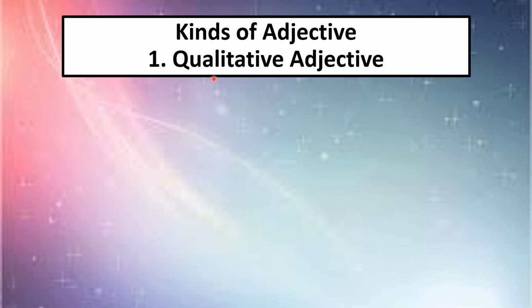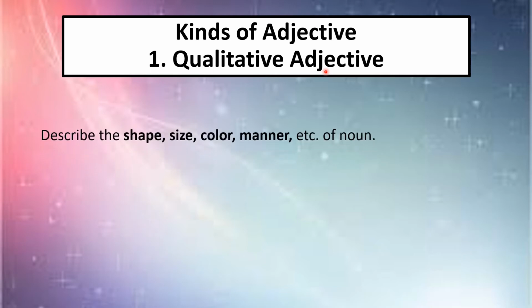Here is the first kind of adjective, which is known as qualitative adjective. The qualitative adjectives describe the shape, size, color, and manner of noun. See the use in the example. I have a red pencil. Red here is used as an adjective. It is qualitative adjective because it is talking about the color of the pencil.